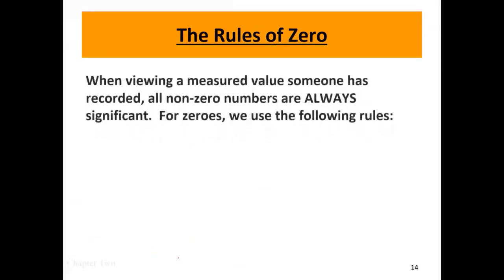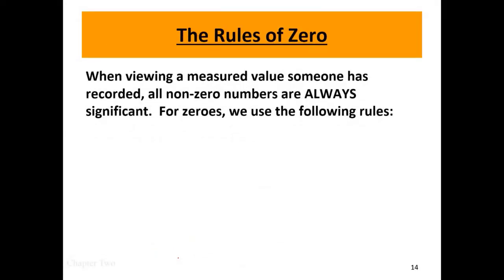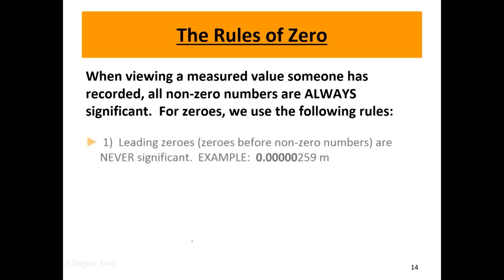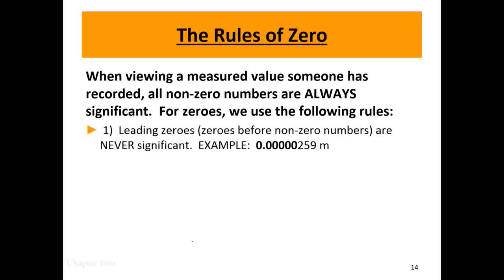So when we're given numbers, measured numbers that have already been made for us, we need to be able to identify how many significant figures there are for the purpose of keeping track of the uncertainty. And one of the ways that we do this is the rules of zero. Now, it's always obvious if they're significant figures if they're non-zeros, but if they're zeros, it's not as obvious.